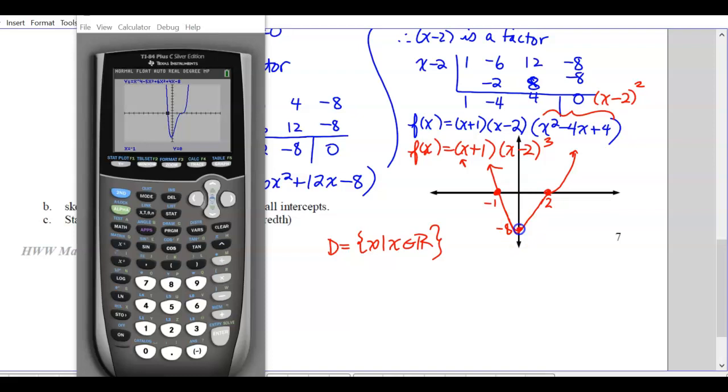There's -8. And then my minimum point. Second trace minimum. Cursor close to the lowest. Enter. Right, enter, enter. And the y value there, -8.54.